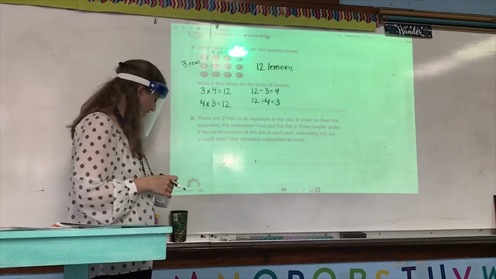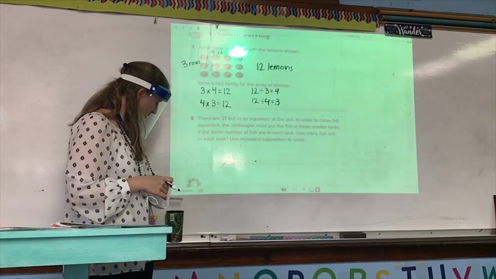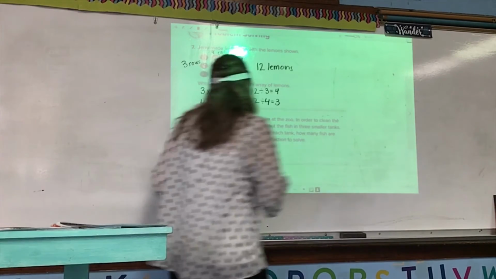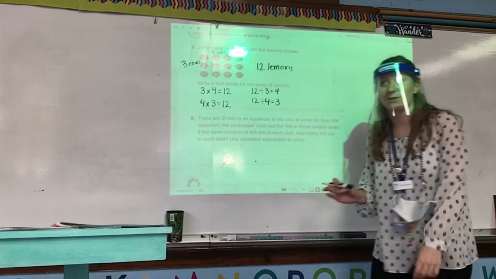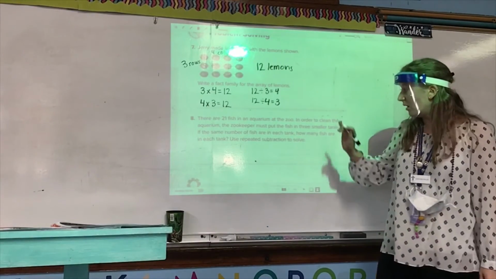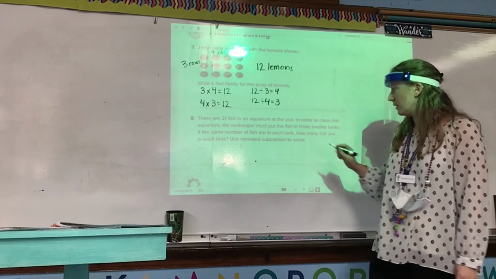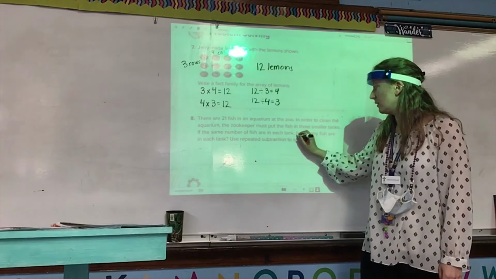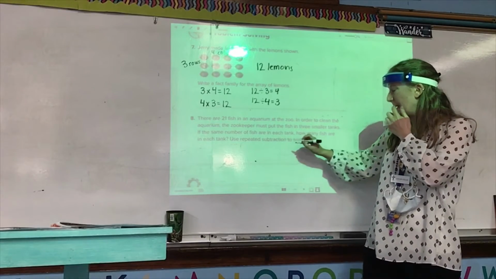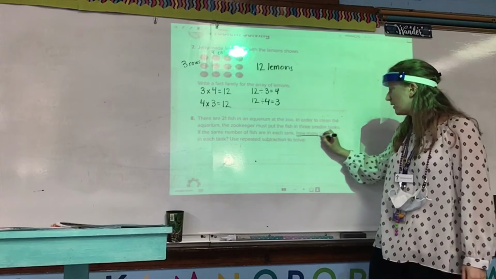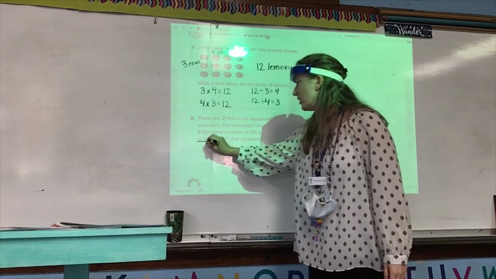Let's see, Zari, you're having some computer trouble right now, so Kingston, loudly, otherwise I'm going to call on somebody else. What is the question in this problem? If the same number of fish are in each tank, how many fish are in each tank?